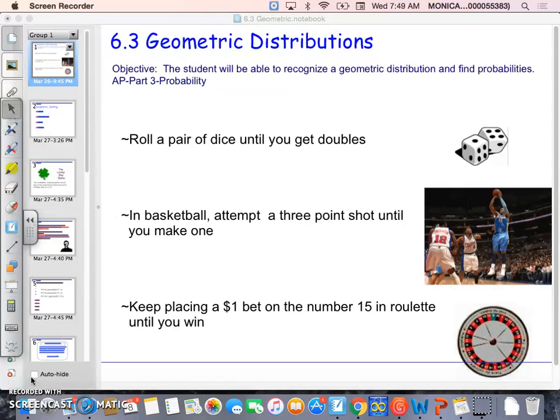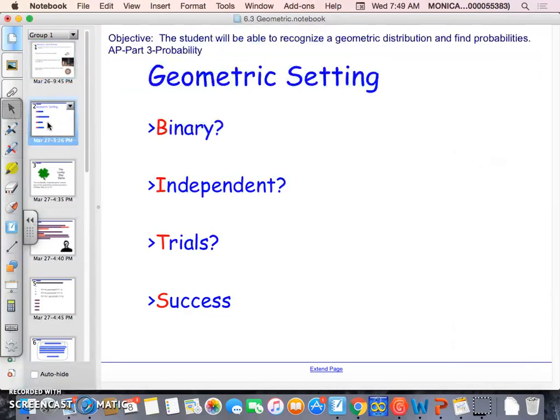So if you roll a pair of dice until you get doubles, or you attempt a 3-point shot until you make it, or you keep placing a $1 bet on the number 15 until you win. And so there's a little difference in the way that you're questioning. You're not giving a set number of trials. That's called a geometric distribution, and you can calculate the probability of that as well.